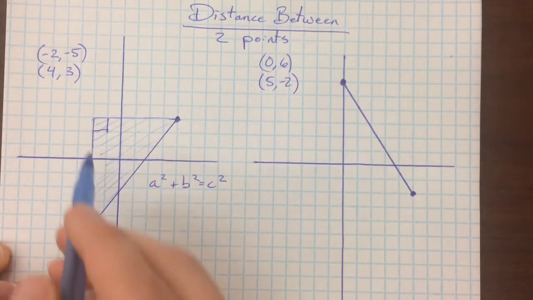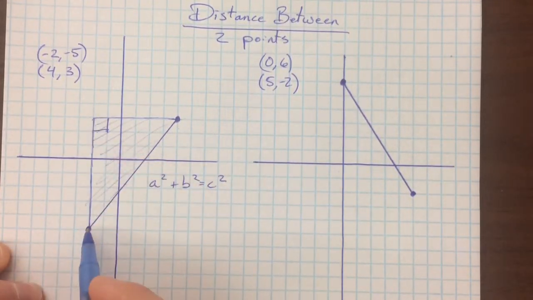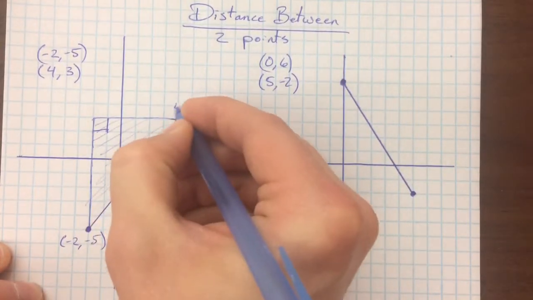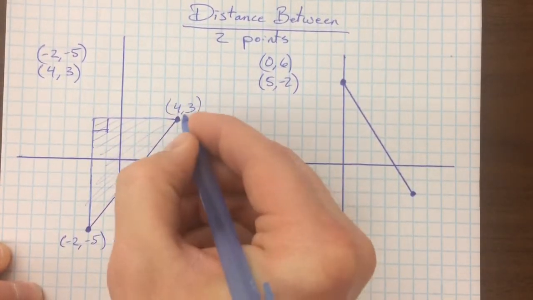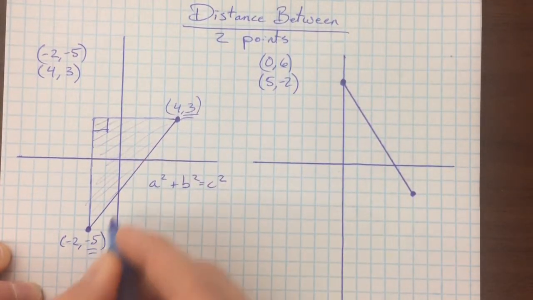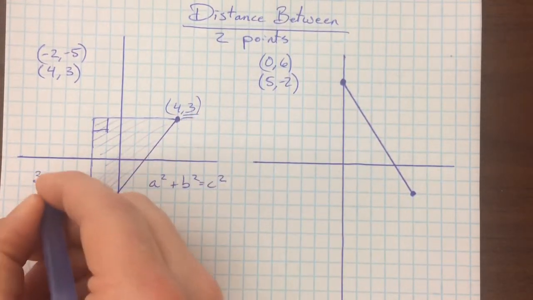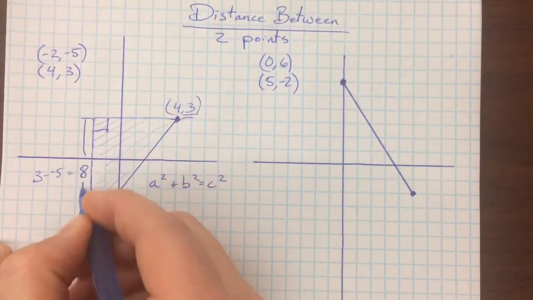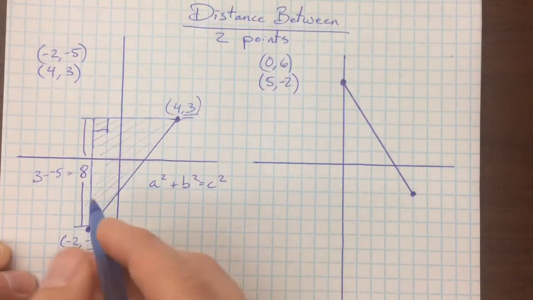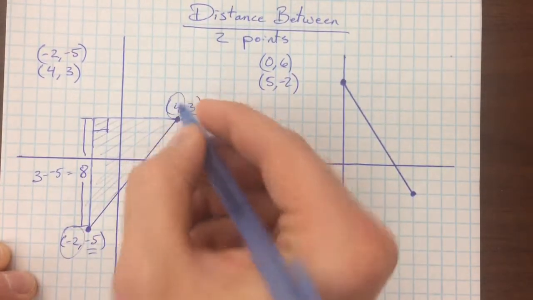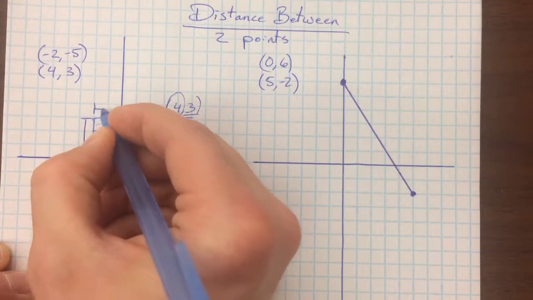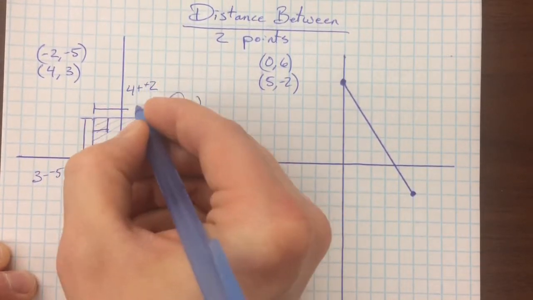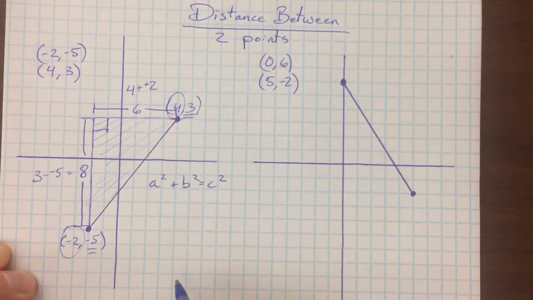And so how far up and down did I go to get from this point, -2, -5, to this point, 4, 3? I'm looking at the y values. From -5 to 3. 3 minus a -5 is a total distance of 8 up and down. From -2 to 4, how far left to right did I go? I went a total distance of 4 minus a -2. So I end up adding, and that's 6.